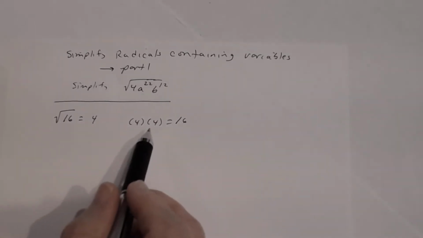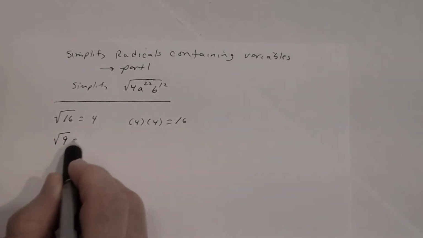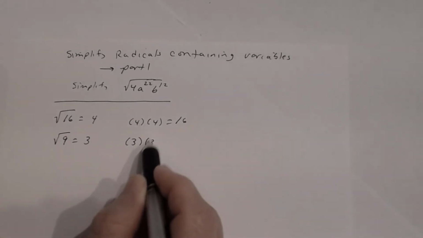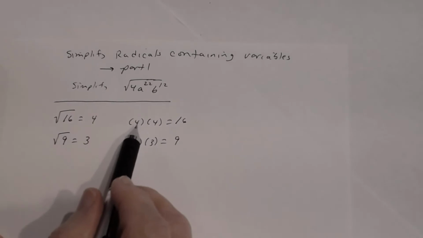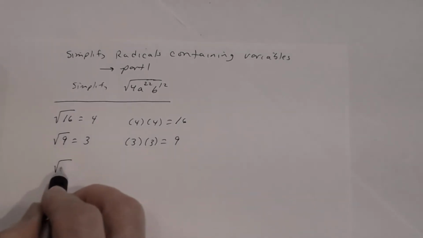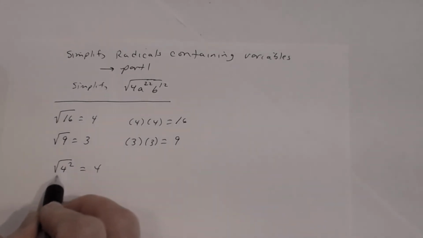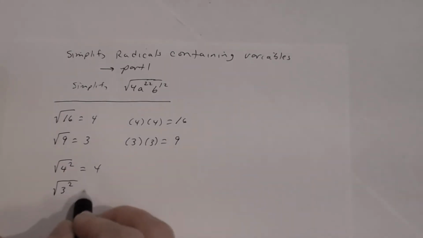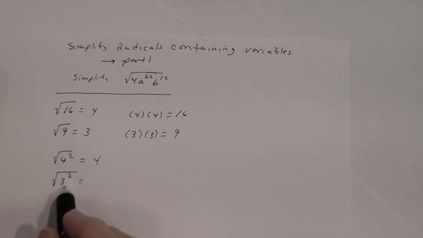So I need to find a number multiplied by itself that will give you that radicand. And we also know, for example, that the square root of 9 is 3, because 3 times 3 is equal to 9. Now I want to rewrite 16 as 4 to the second power. So based on what we just saw, I know that the square root of 4 squared is just 4. And if I have the square root of 9, that's 3 squared, and the square root of 3 squared, we know, is the square root of 9, which is just 3.